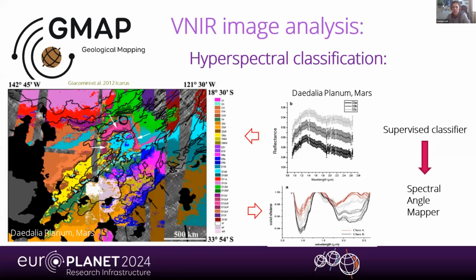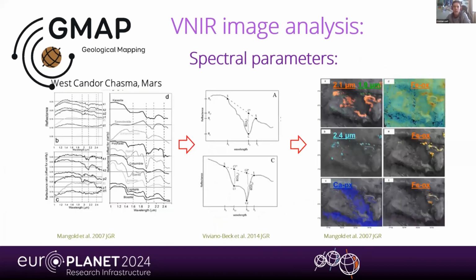So specific morphological units have then been subdivided into more compositional units, whereas some of them correlated perfectly in composition and morphology. From the classification, we could retrieve specific spectral properties for each unit, which could then be analyzed to get different information about, in this case, whether pyroxene or olivine is present on those lavas and how the composition of those lavas was changing.